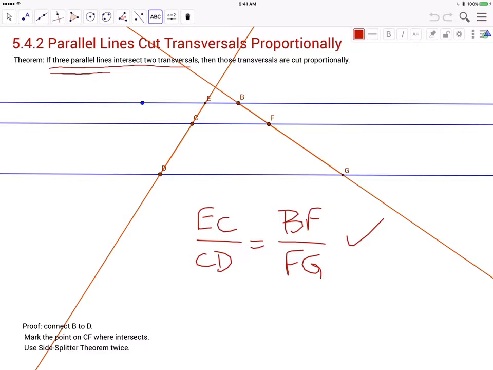One last point. The converse does not work here. In other words, if I have a situation where I have transversals that are cut proportionally, it does not follow that the lines will be parallel. And I'm sure you could come up with a way to show that just because transversals are cut proportionally does not imply that the three lines have to be parallel.